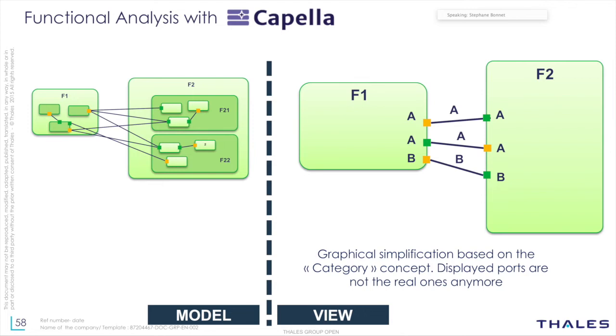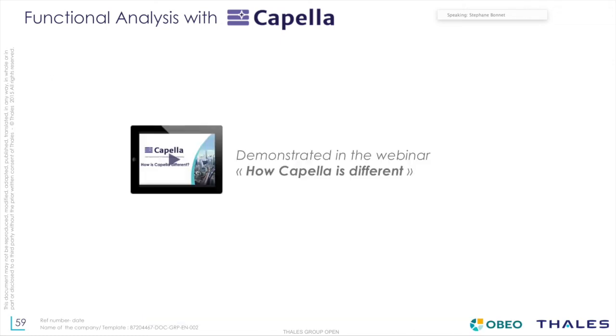So here, the displayed ports are not the real ones anymore. They are just ports that represent the different categories. This is something that is pretty far from the way activity diagrams work in SysML, but it really covers a need of our systems engineers in terms of their traditional practices. This was also demonstrated in the tool, in the webinar, how Capella is different. That is available from the Capella website.